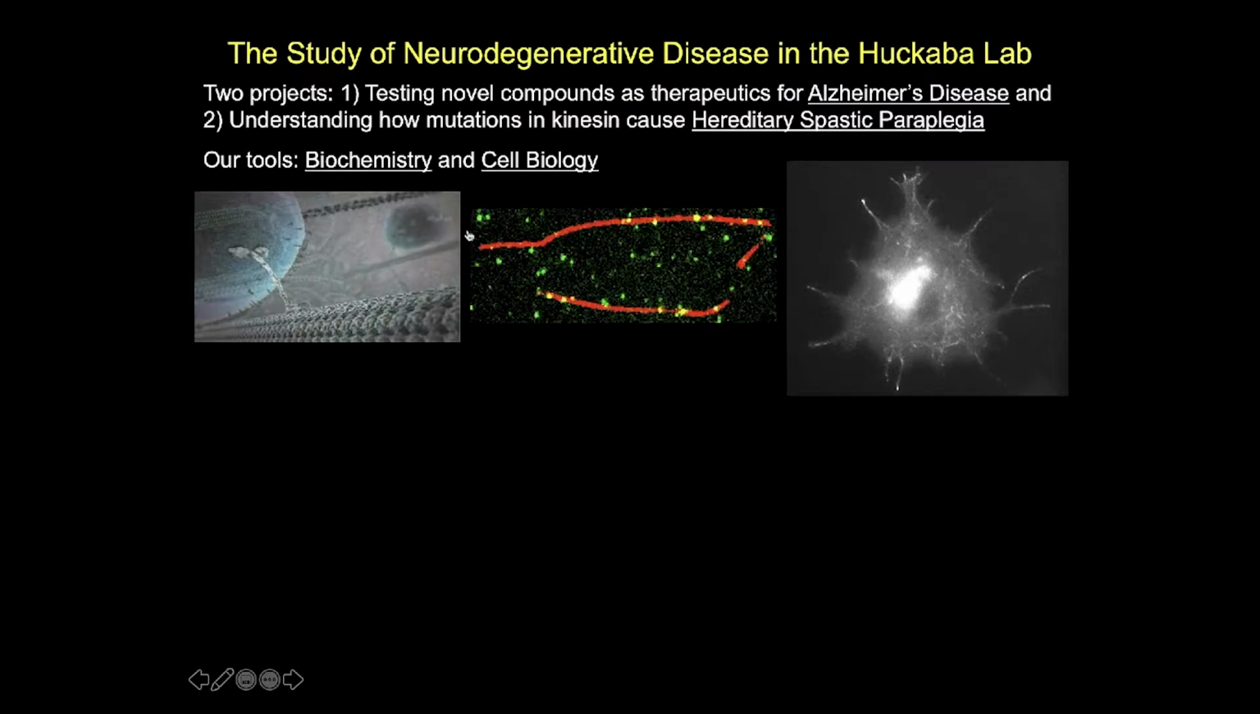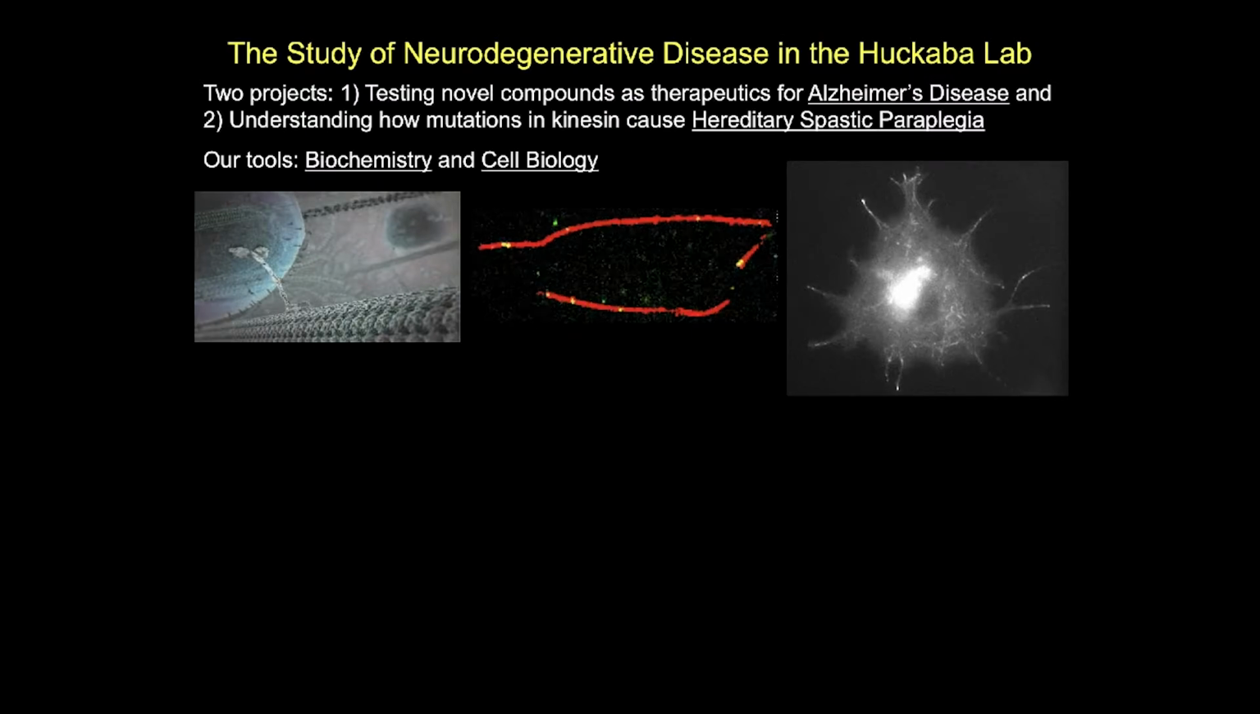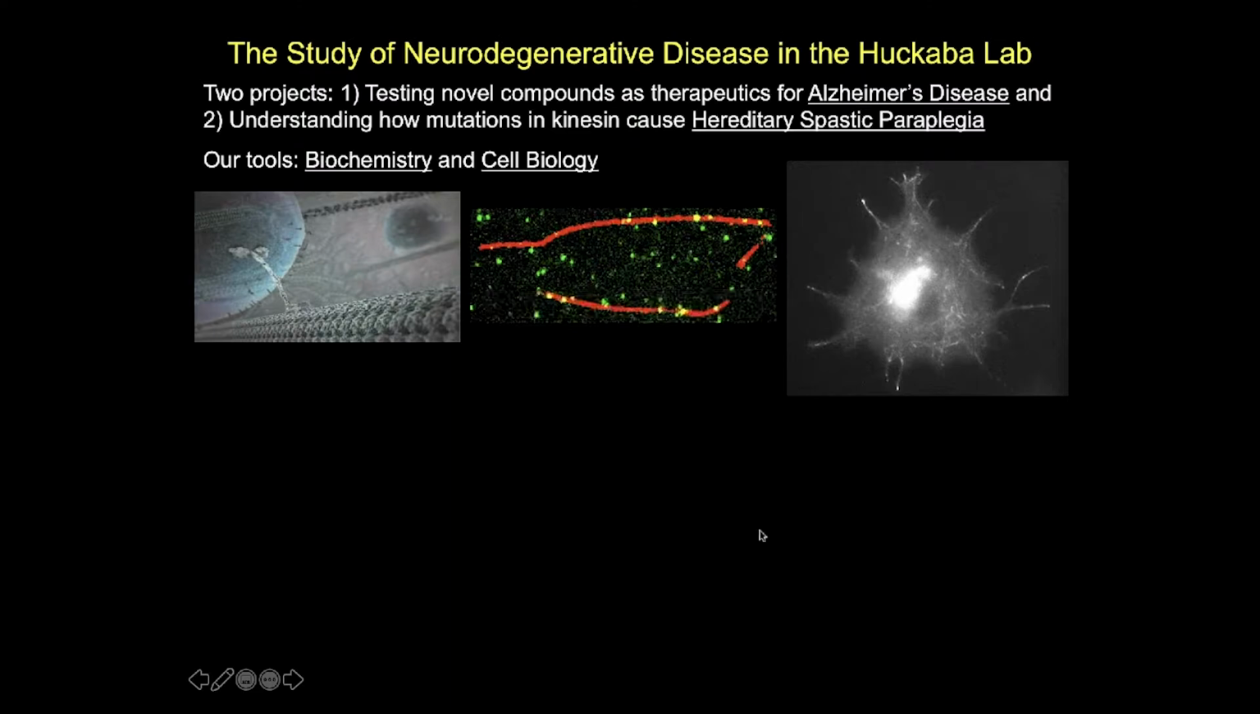And so what we can do biochemically is we can purify the kinesin, the thing that's walking, and the microtubule, the thing that it's walking along. And that's what you're seeing in this movie in the middle. These are purified components, where in green you're seeing a kinesin walking along a red microtubule, and this is a high-resolution microscopy technique that we use in order to visualize single molecules of kinesin walking along microtubules.